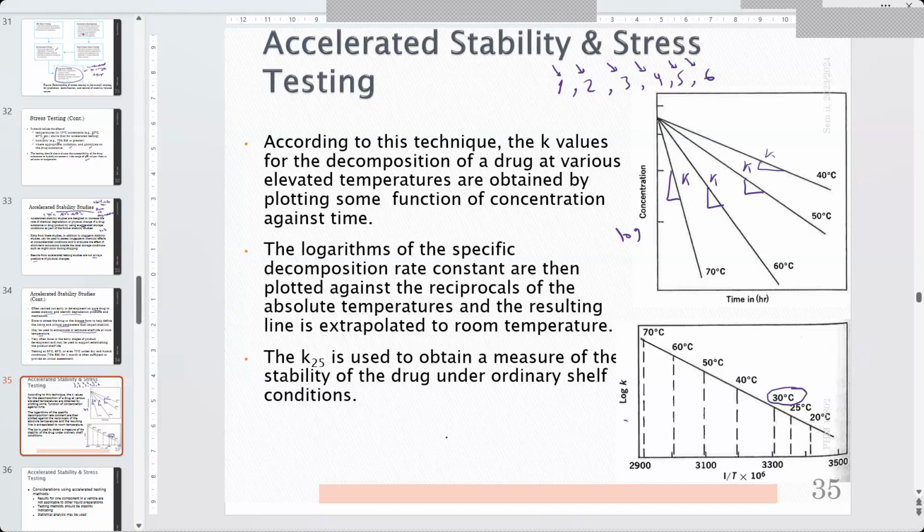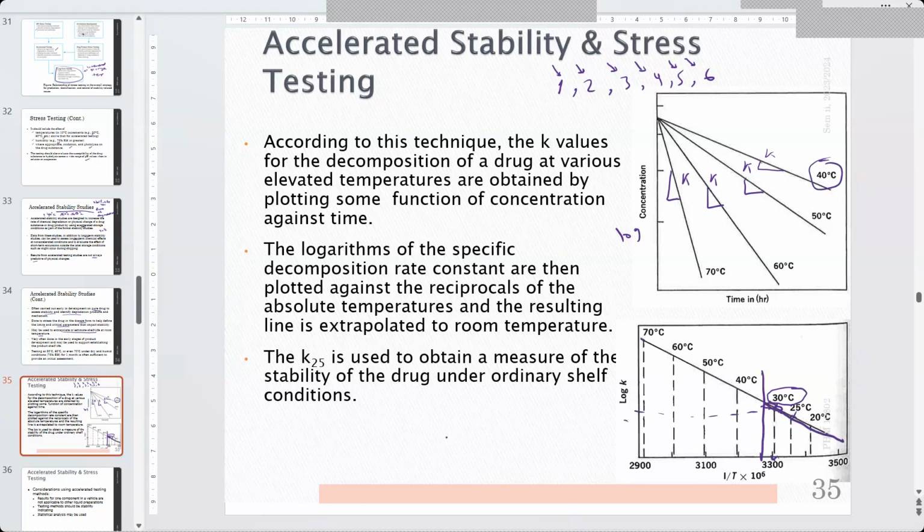So the data taken from this curve is only up till 40 degrees. This is the last point, the real point. So I plot and then I extend the curve. I extrapolate. This is the extrapolation. I extend the curve.